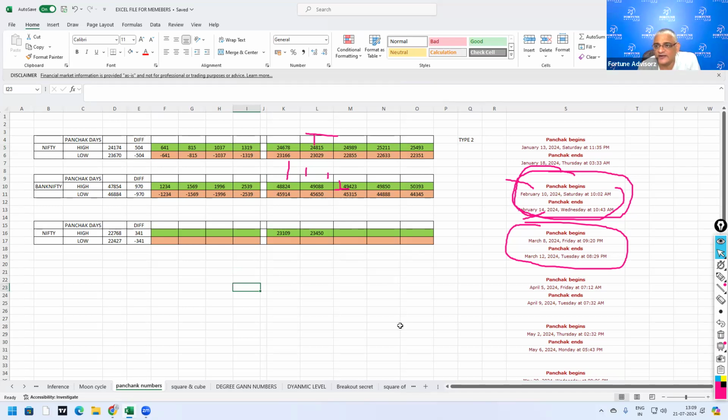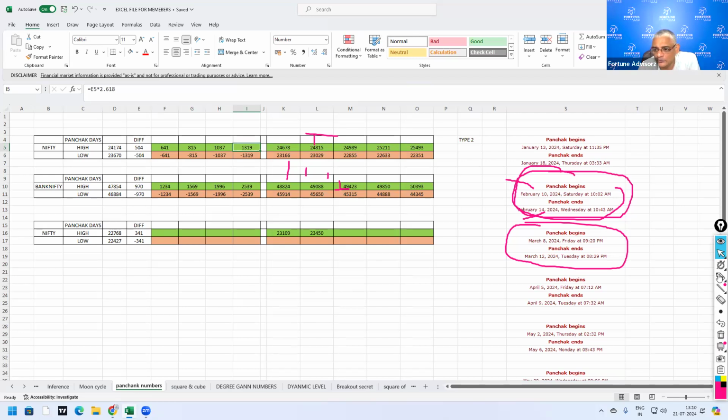Now, in this 504 points, what is my first target? The first target is 504 plus 24,174, which is 24,678. That is my first target. Then the second target is 504 multiplied by the 1.272 ratio. Then the third target is 1.618, nothing but Fibonacci. Then the third is 2.058 of 504. Then the fourth one is 2.618, exactly Fibonacci.